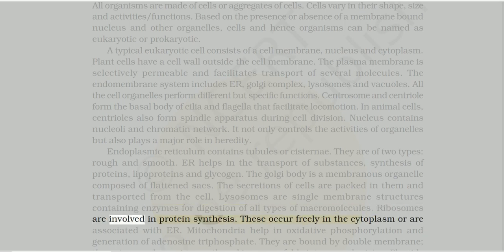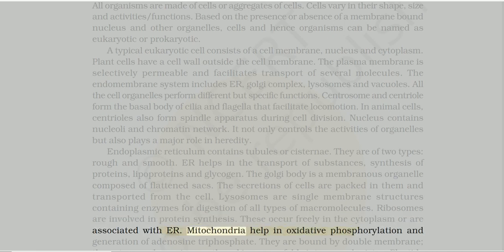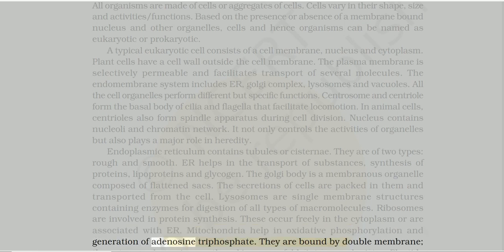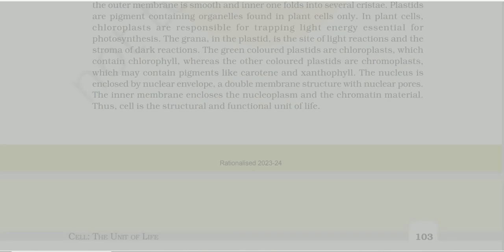Ribosomes are involved in protein synthesis. These occur freely in the cytoplasm or are associated with ER. Mitochondria help in oxidative phosphorylation and generation of adenosine triphosphate. They are bound by a double membrane. The outer membrane is smooth and the inner one folds into several cristae. Plastids are pigment-containing organelles found in plant cells only. In plant cells, chloroplasts are responsible for trapping light energy essential for photosynthesis.